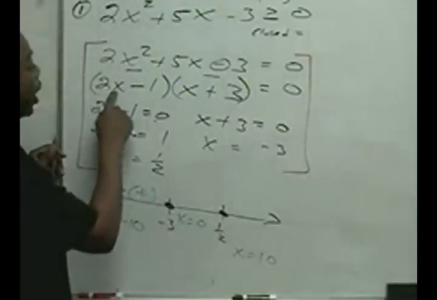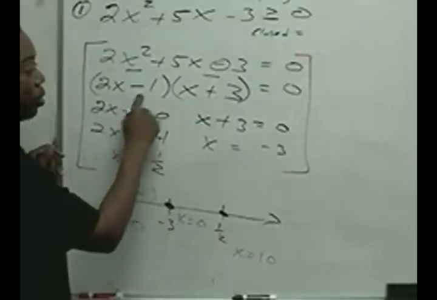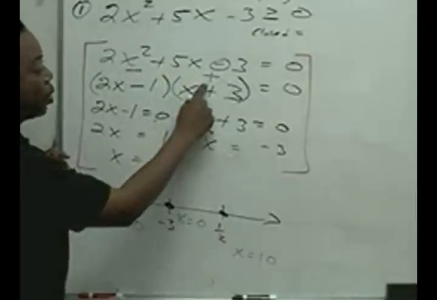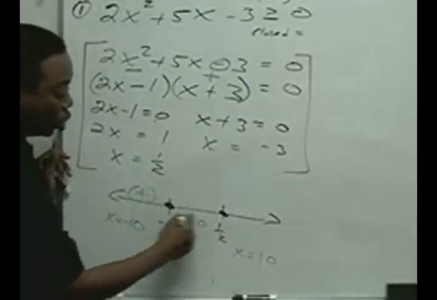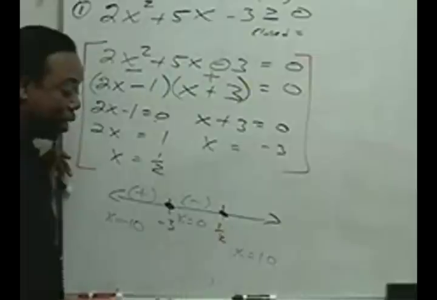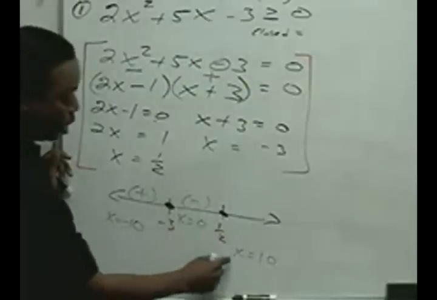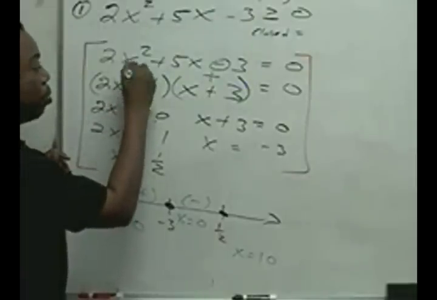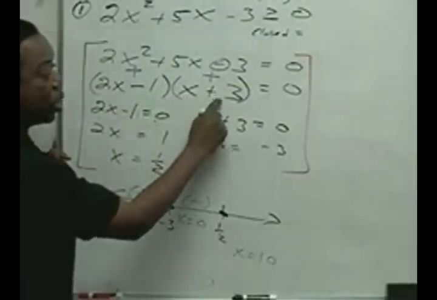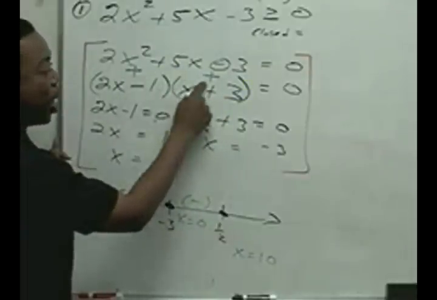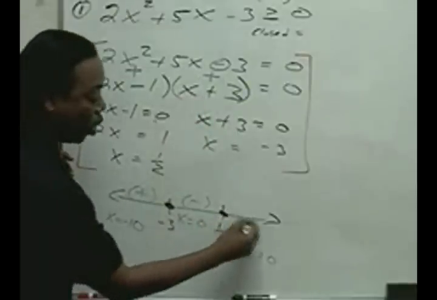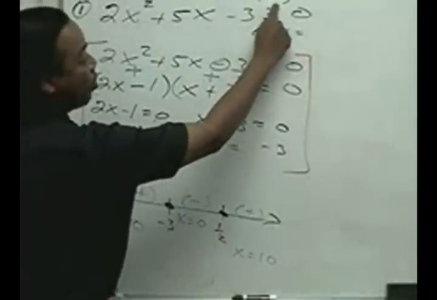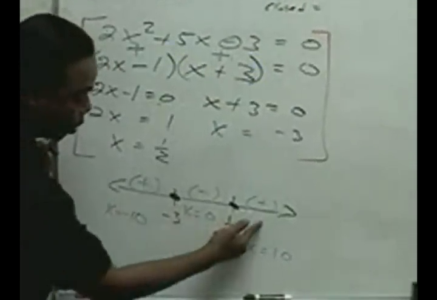If x is 0, 2 times 0 is 0, minus 1 is negative. 0 plus 3 is positive. A negative answer times a positive answer gives us negative answers. So this area all contains negative answers. And finally, if x equals 10, we have 2 times 10 is 20 minus 1, which is positive. 10 plus 3 is positive. A positive number times a positive number gives us a positive answer. So all answers here will be positive. Now, we're looking for the positive answers, which are located in this area and this area.